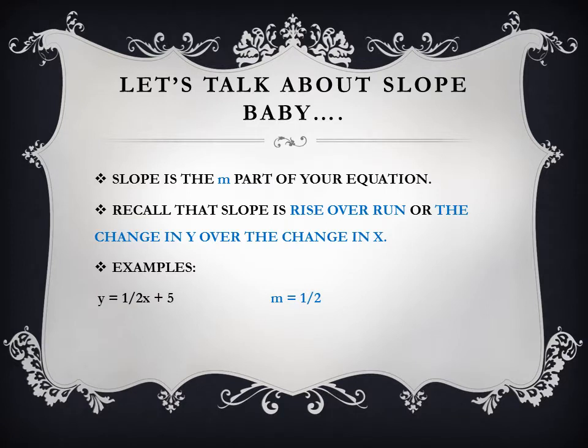In y equals 1/2 x plus 5, the slope, or m, is equal to 1/2. In y equals -3/4 x plus 2, your slope is -3/4.